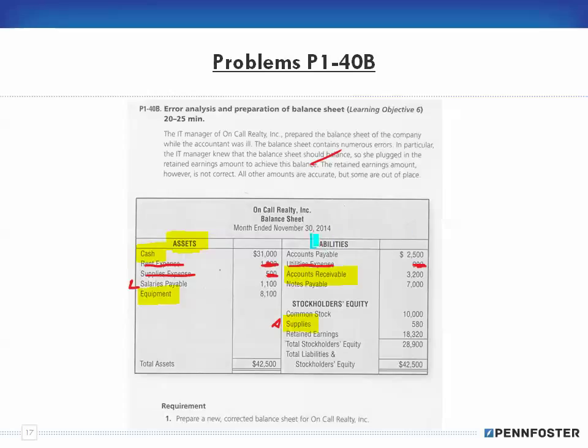I'm going to use this light blue for my liabilities. So the salaries payable is a liability account, accounts payable, and notes payable is a liability account. Okay, so they're in the right spot. And then I'm going to use green for the stockholders' equity. So common stock belongs there, and retained earnings belongs right where it is.